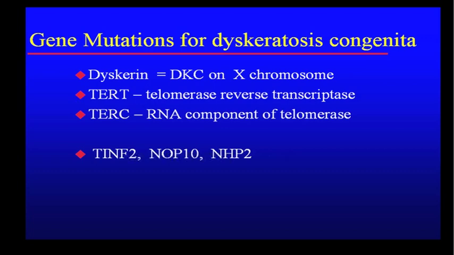The first known was dyskerin, that's on the X chromosome. And then the telomerase genes, all of those genes affect telomerase function, and the TERT and TERC are the most important. Now at the bottom, the others are extrapolations.